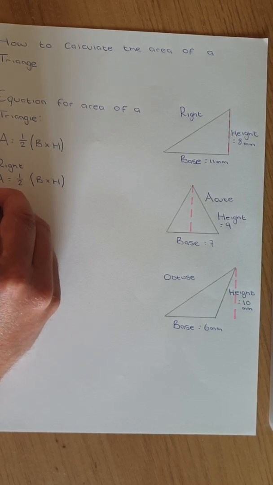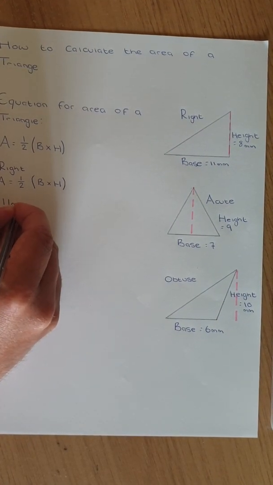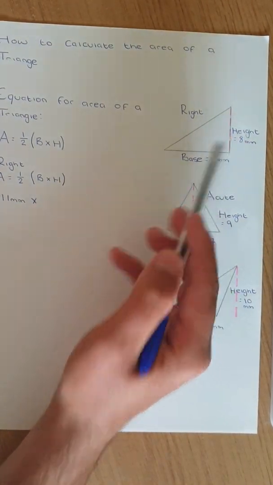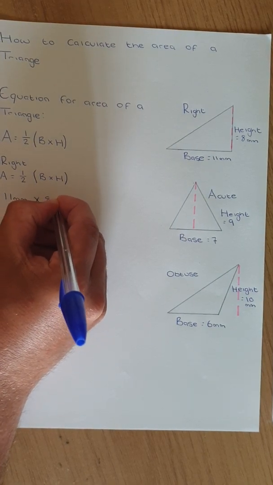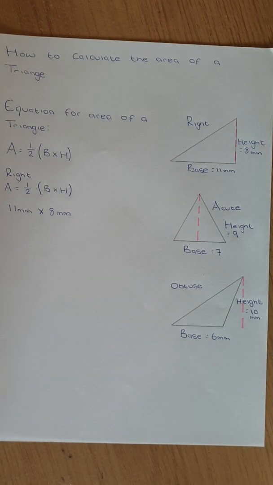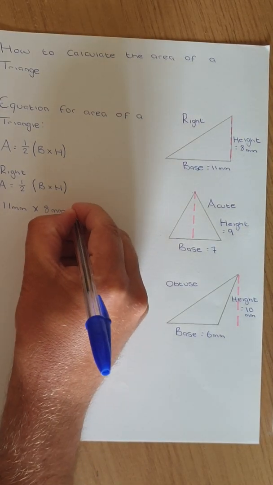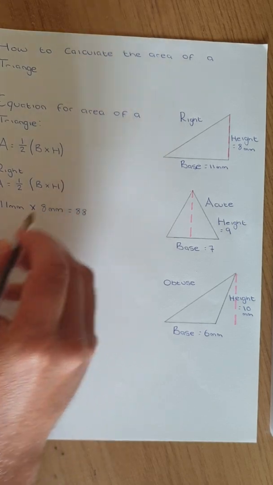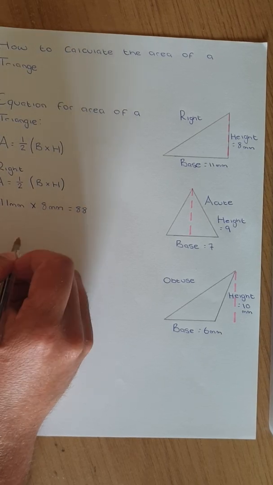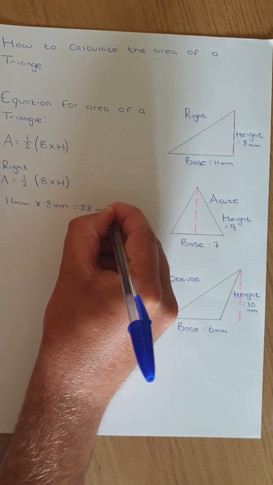the base, which is 11 millimeters, times the height, which is 8 millimeters, times 8 equals 88. And then we have millimeters times millimeters, which equals millimeters squared. That's what the answer will be.